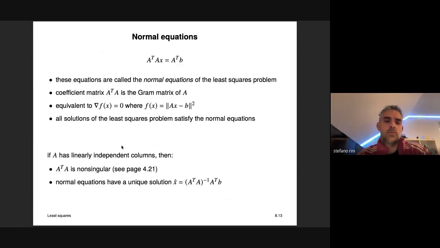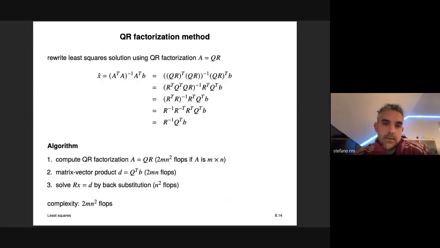This is equivalent to setting the derivative of f to 0, where f is the residual function, and all the solutions of the problem satisfy the normal equation. If A has linearly independent columns, then A transpose A is non-singular, and then the normal equation has a unique solution. Okay, and as we said, we do this with the QR factorization.